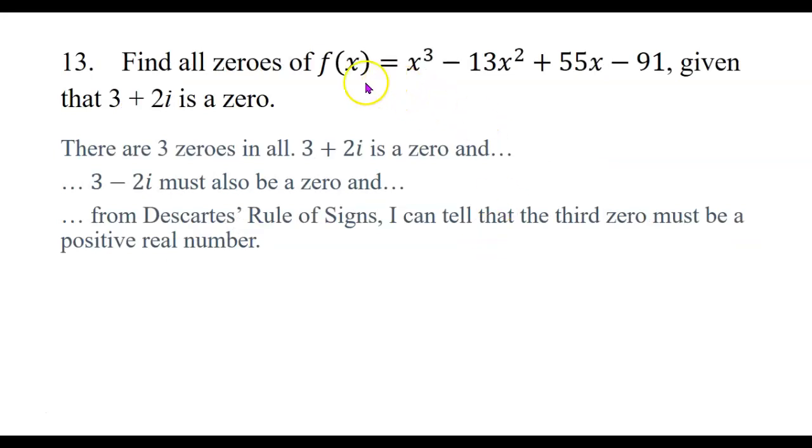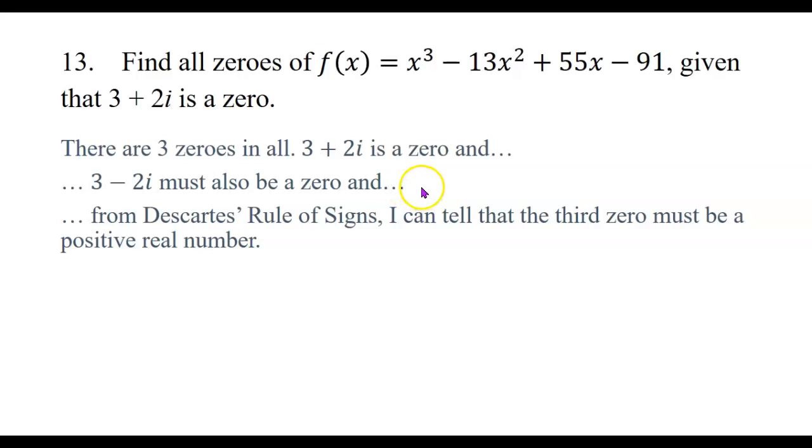Next example, find all zeros of this polynomial here, f of x equals x cubed minus 13x squared plus 55x minus 91, given that 3 plus 2i is a zero. So we're told that 3 plus 2i is one of the zeros of this polynomial. And there's 3 zeros in all because the degree is 3. So this degree 3 polynomial has 3 zeros, and we already know one of them because that's a freebie, 3 plus 2i. And if 3 plus 2i is a zero, what else has to be a zero? 3 minus 2i, the conjugate.